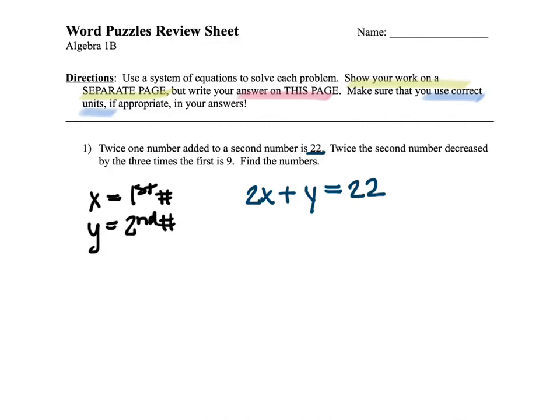So we have our first equation. A system of equations means we're working with more than one. So our second equation happens to be in our second sentence. Now our second sentence says twice the second number. So we're going to write down 2y. Decreased is representing subtraction. And by 3 times the first, we're going to write 3x because first is represented by the variable x. Is means equals, and we're going to drop the 9 down.